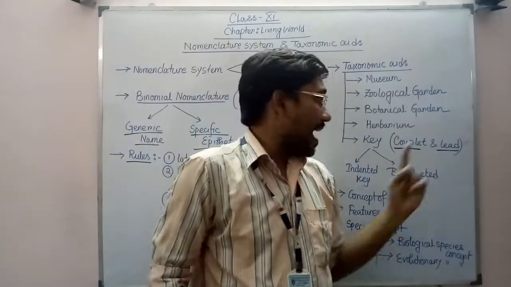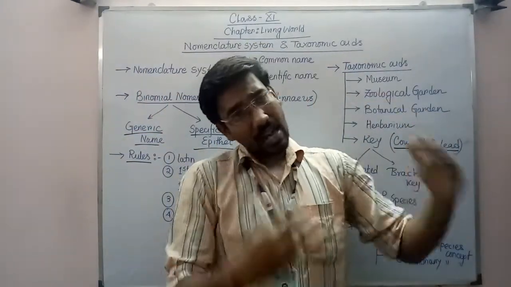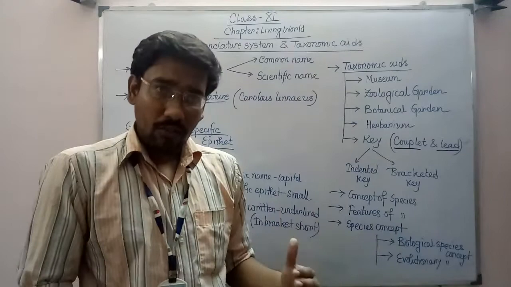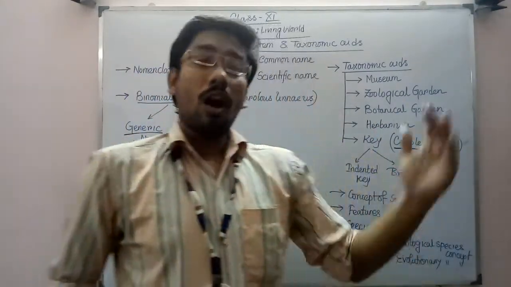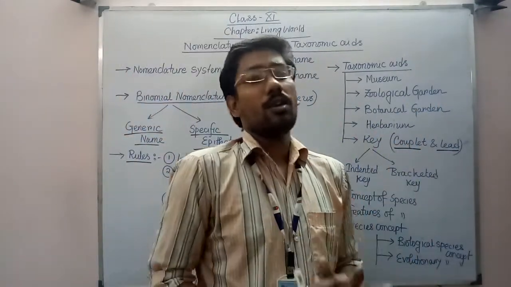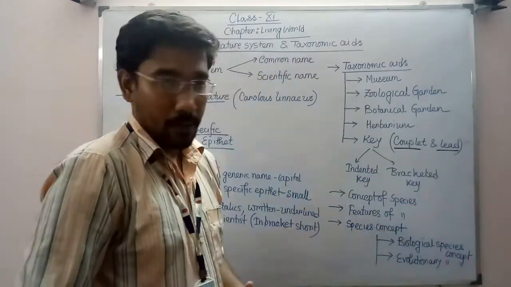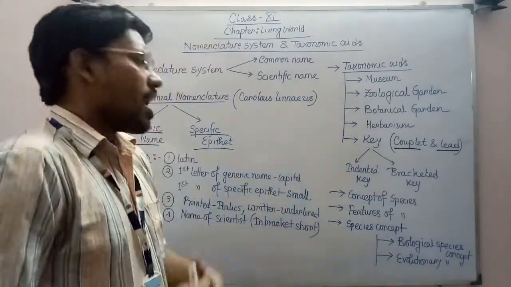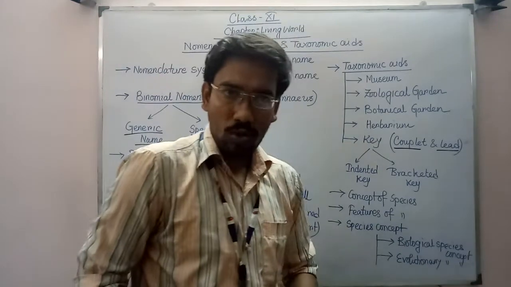So like that, the bracketed key contains several pairs of contrasting characteristic features, but those are not properly or sequentially arranged. Those are not proper in sequence. So that is the bracketed key. So these two types of keys are actually made according to requirement. We will be using those types of keys.